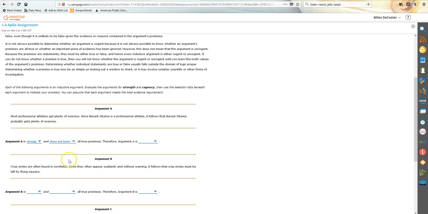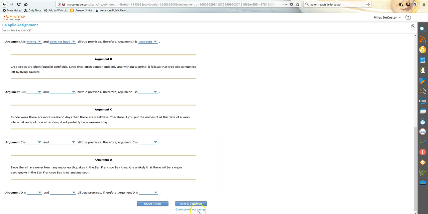So it does not have all true premises. At least one of them is false. And therefore the argument is uncogent. So we're stating here, if any premise is false, it's uncogent. Just like with soundness. If any premise is false, it's unsound. And that's how you'd approach that set of exercises.